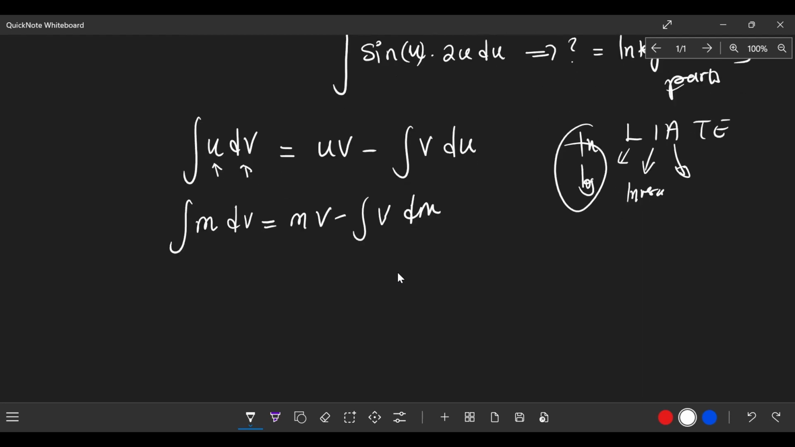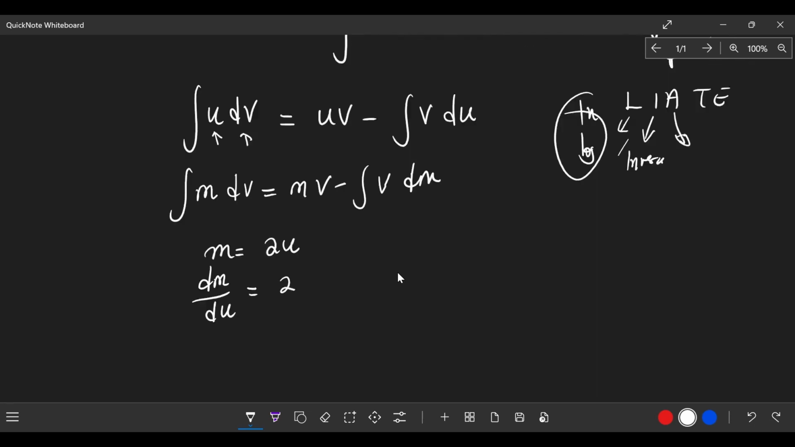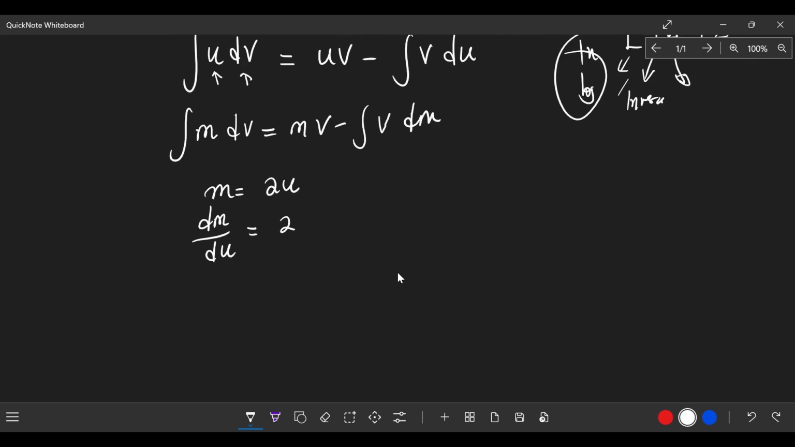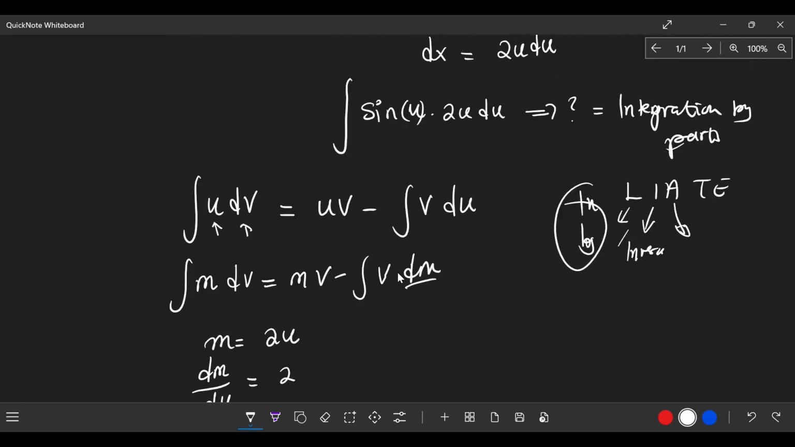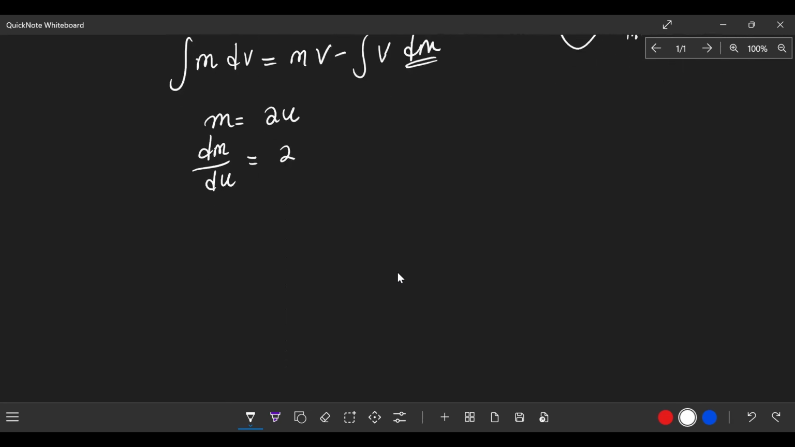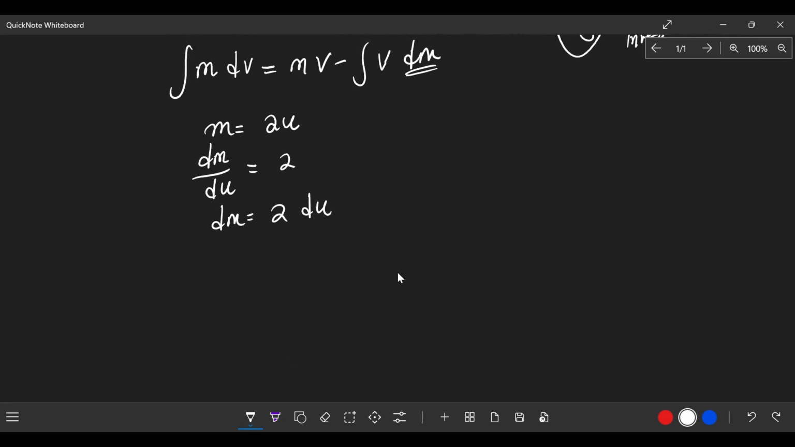So it means that my m is going to be 2u, right? Okay, m equal to 2u. So let me differentiate this: dm over du, right? So this becomes what? 2, isn't it? So I need to make dm the subject of the formula here. So my dm will be equal to 2 du, right? Okay, so I'm going to replace those values.